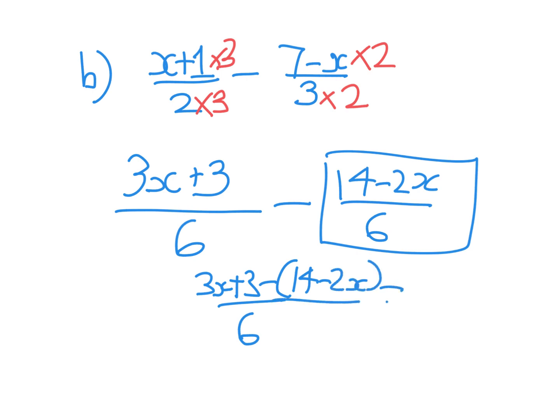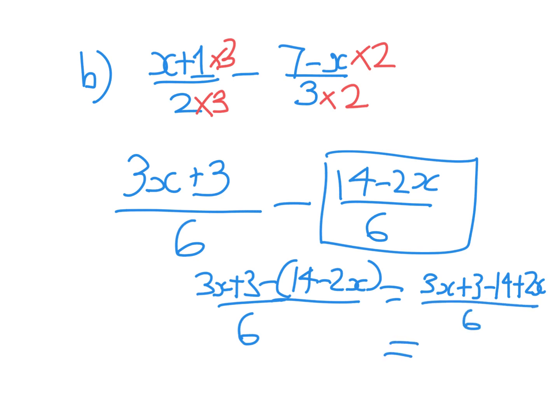So expanding those brackets on top, 3x plus 3 stays as it is. I get negative 14 plus 2x. I have to distribute this minus to the 14 and then distribute it to the negative 2x. 2 negatives makes a positive. I'm still left with 6 on the bottom.